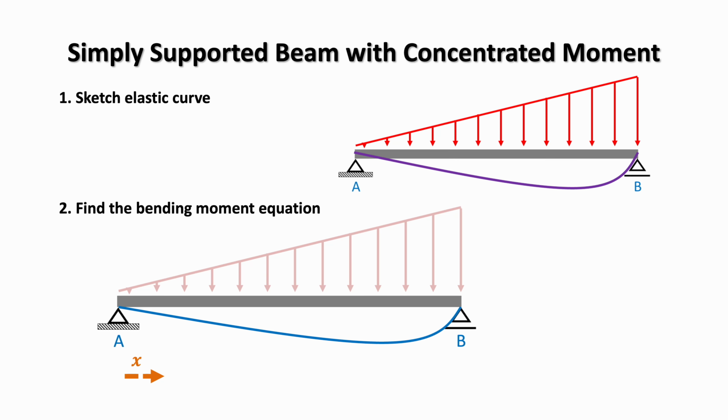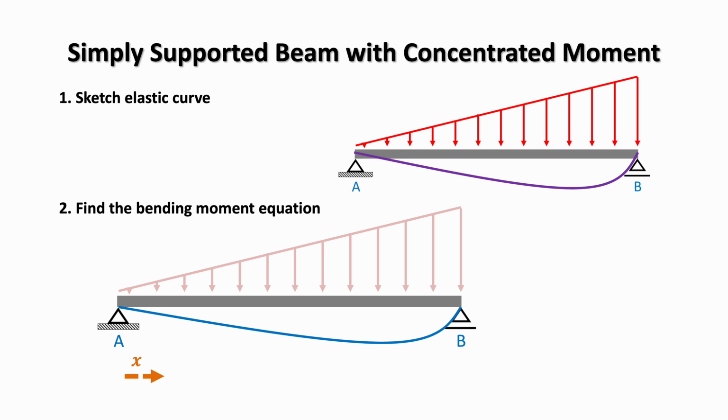On this slide, we begin the analysis by following the first steps of the double integration procedure. First, we sketch the elastic curve. The beam is simply supported, so the vertical deflection is 0 at both supports A and B. Under the triangularly distributed load, the deformation is asymmetric, with a larger curvature towards the end where the load intensity is greatest. The sketch reflects the expected behaviour and helps guide the sign of the bending moment and the curvature. We then move on to finding the bending moment equation.